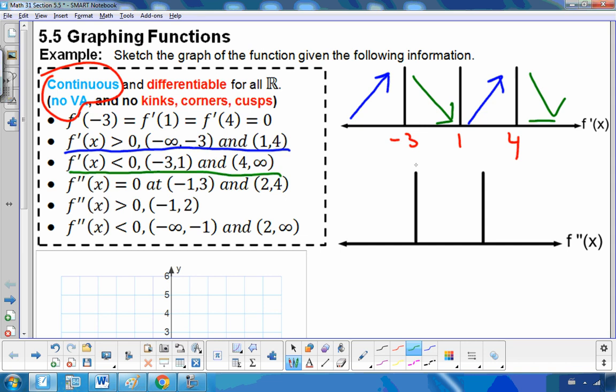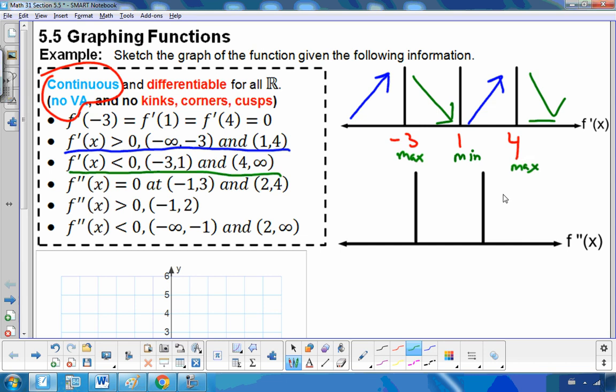So that tells me that at -3, if I'm increasing to the left, decreasing to the right, I have a max at -3. I'm decreasing to the left, increasing to the right, which means that this is a min. And increasing to the left, decreasing to the right, this tells me this is a max.